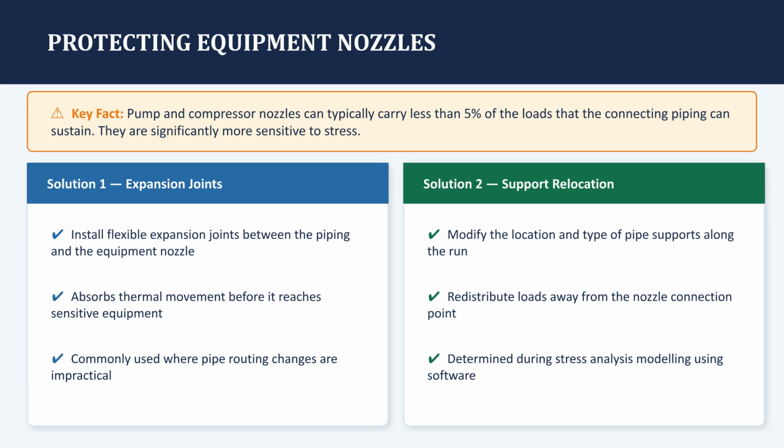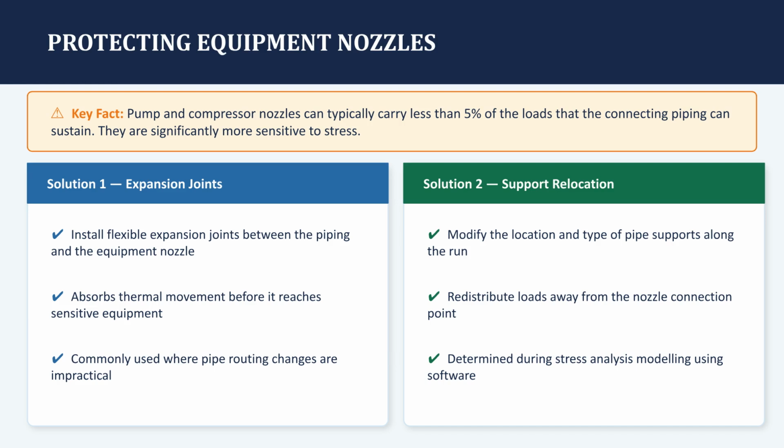We just learned that equipment nozzles, like those on pumps and compressors, are extremely sensitive, capable of carrying less than 5% of the load the connected piping could otherwise handle. So what do engineers actually do about this in real-world designs? This slide shows two common solutions.